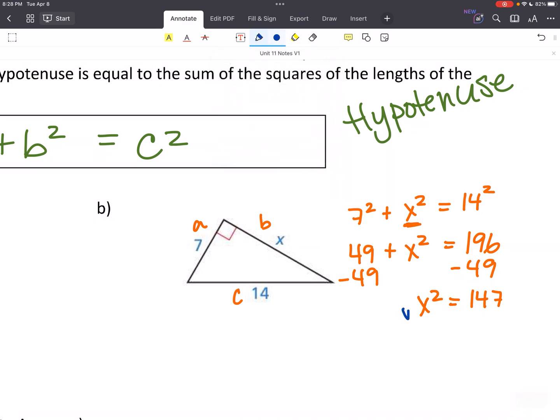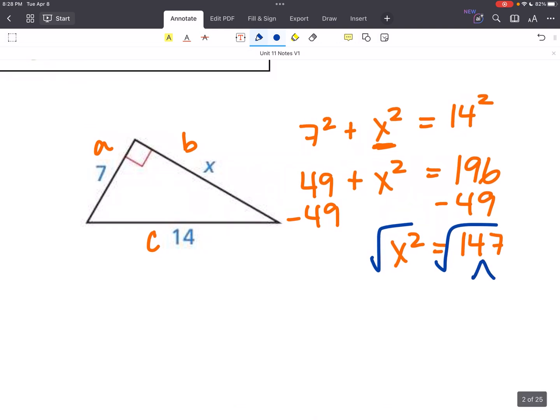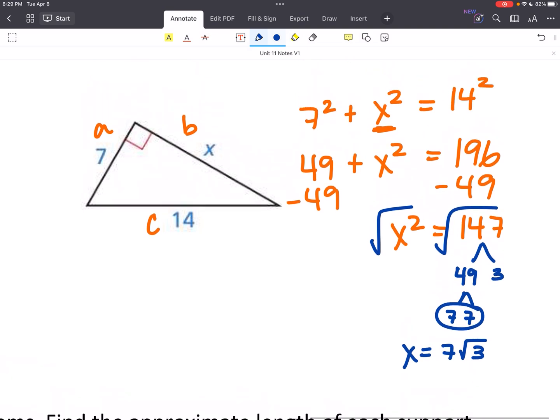Now we're going to take the square root of both sides. 147 is not a perfect square, so you do need to do a factor tree if you don't have a Casio. We'll do it for you in the Casio, but you end up with 49 and 3, and 49 is 7 and 7, which is your pair. So x is equal to 7 square root of 3.